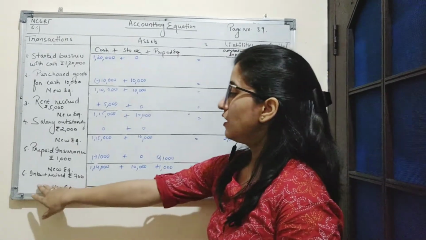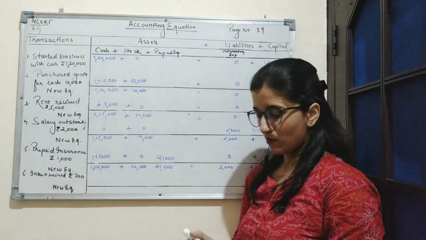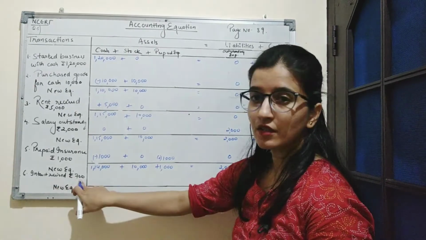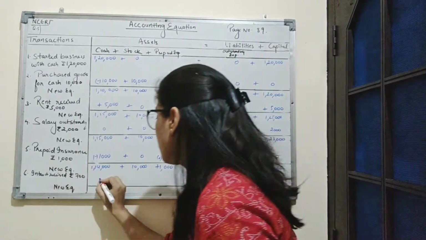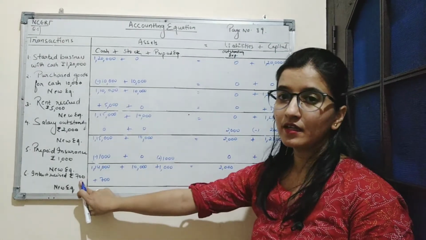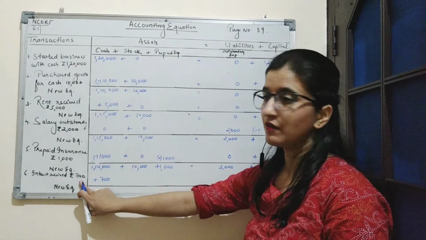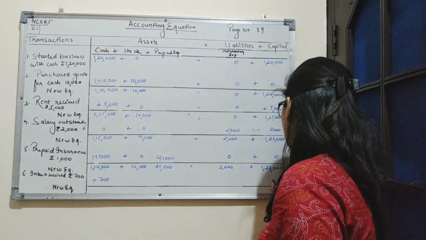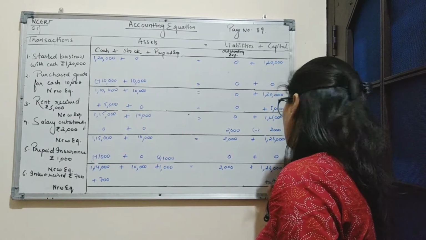So here interest has been received in the form of cash. Interest is an income, so it is received in the form of cash. We will add this amount on cash column. At the same time, it is an income for the firm. We can say profit for the firm. Profit increases the capital, so we will add the same amount on capital side also.